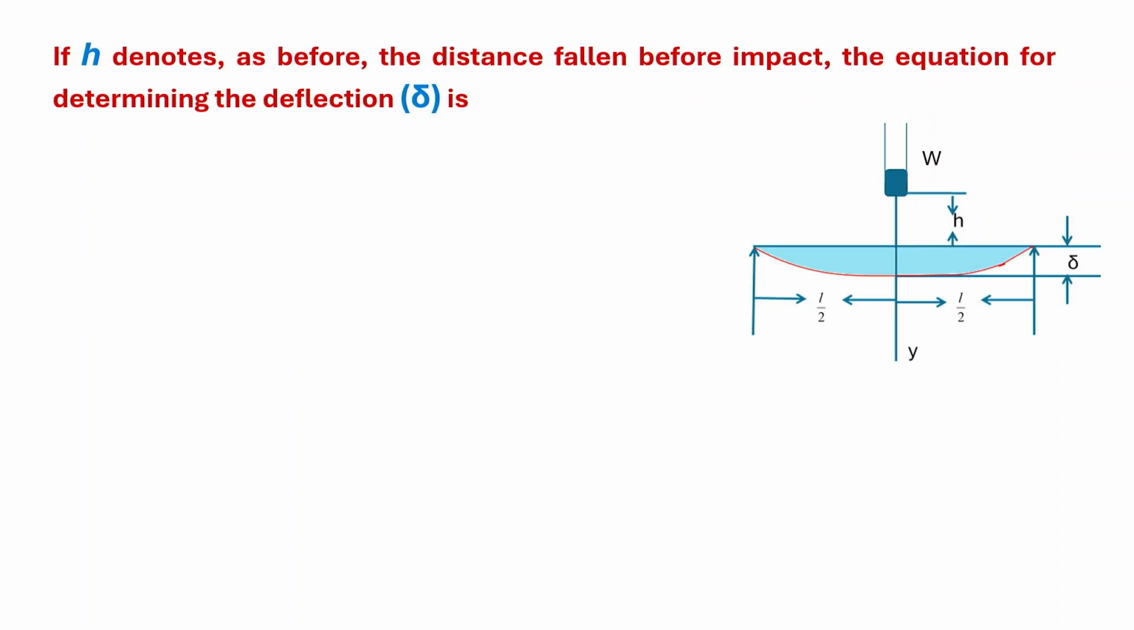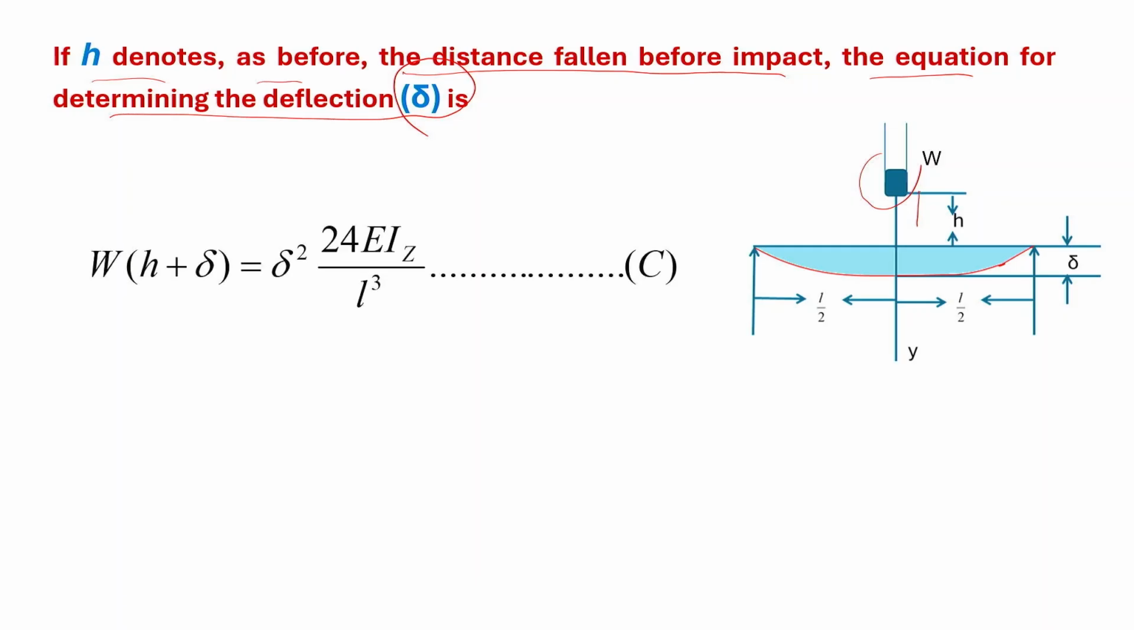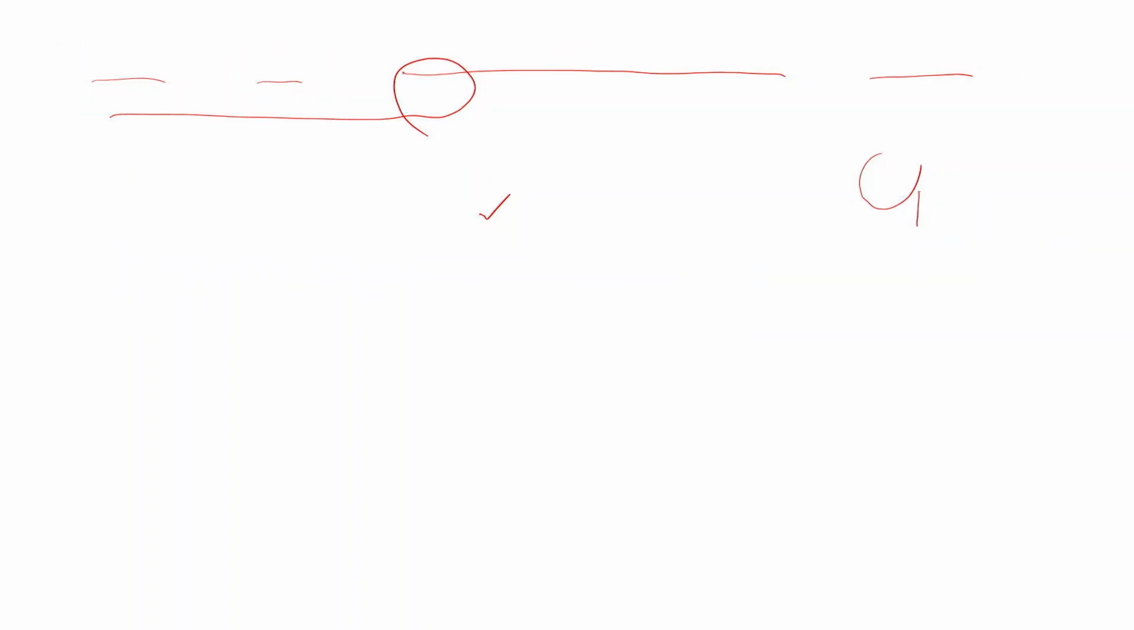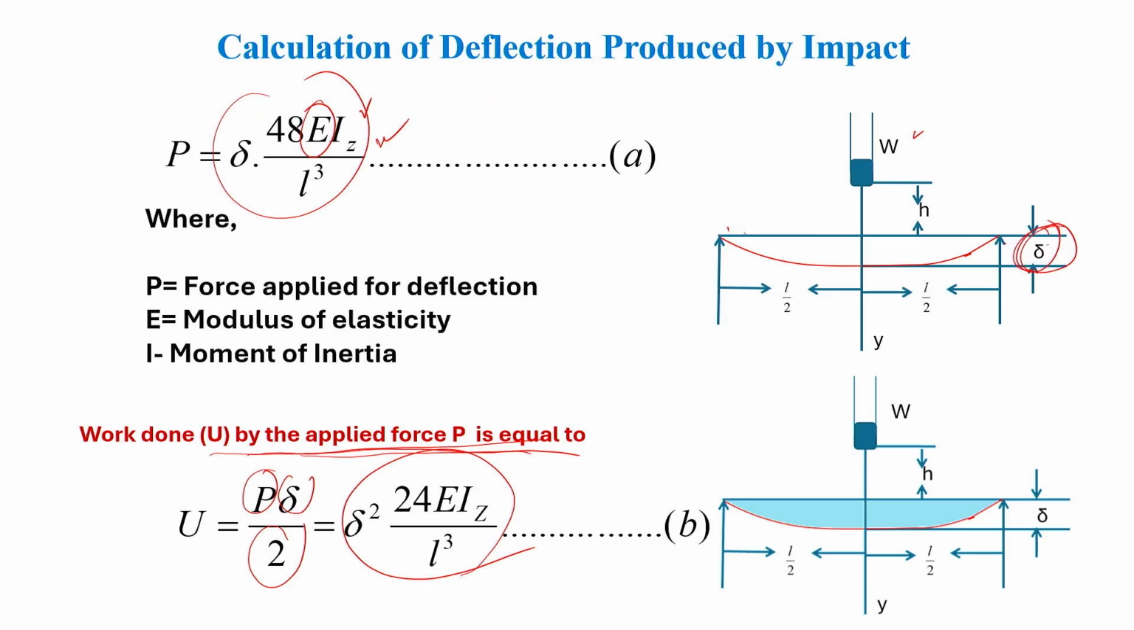Here the H value denotes the distance fallen by the impactor before the impact. This is the total distance travelled by the impactor, and the equation for determining the deflection delta becomes this one. Just going back, this is the P value, the force.